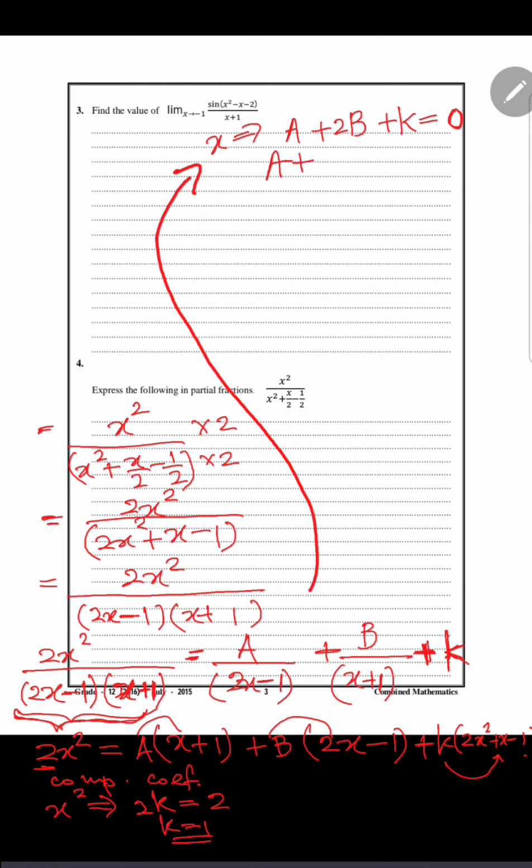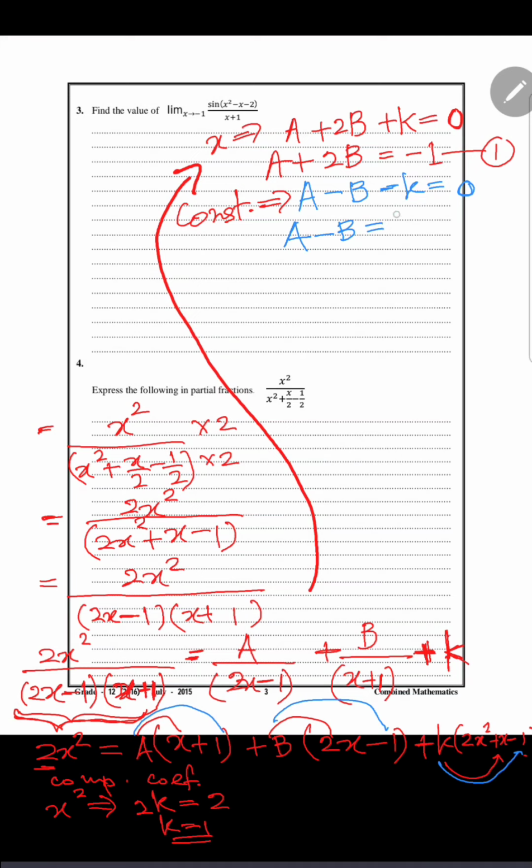We don't know the value of a, we don't know the value of b. K is plus 1, so send plus 1 to the other side, minus 1. This is the first simultaneous equation. Now compare constants. Here we get a into 1, a, then b into minus 1, minus b, k into minus 1, minus k. No constant terms in LHS. So it is a minus b, send minus k to the other side, plus k, k is 1. This is the second simultaneous equation.